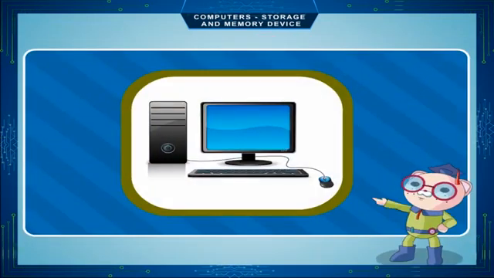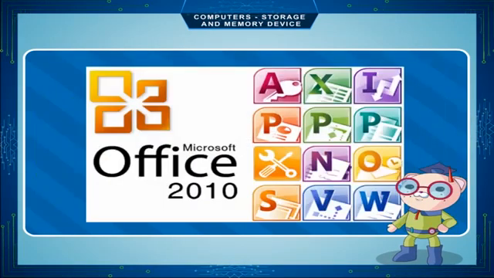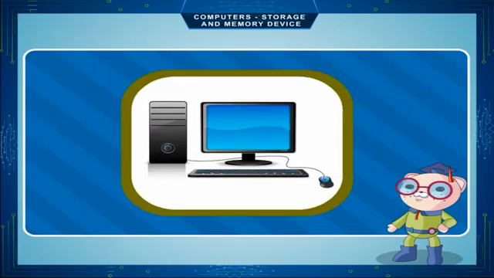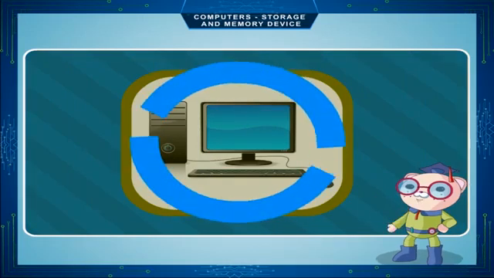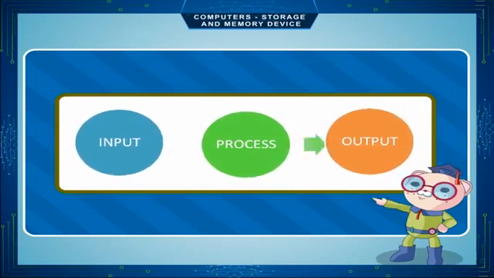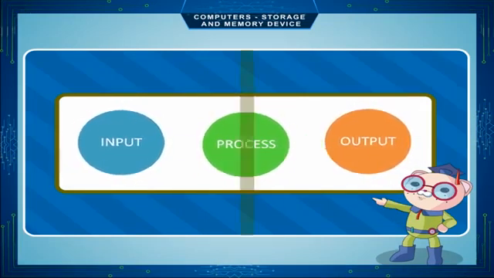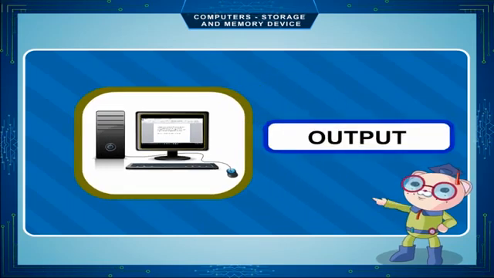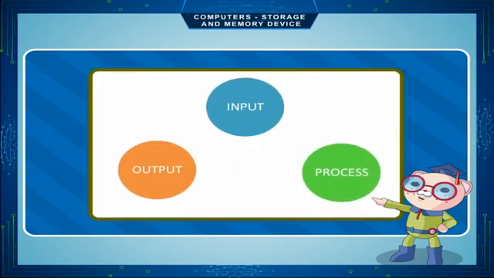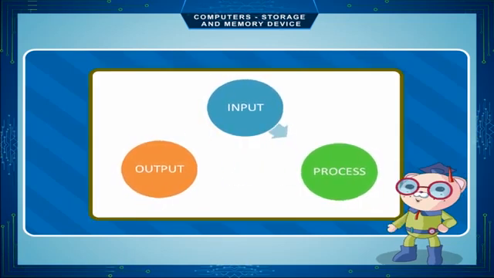Computer. A computer is an electronic device that processes raw data with the help of a program and produces meaningful information. These functions are performed in a cycle called input, process, output cycle or IPO. We input data and instructions in the computer. It processes according to our instructions and produces meaningful information called output. This output can again be input for further processing.